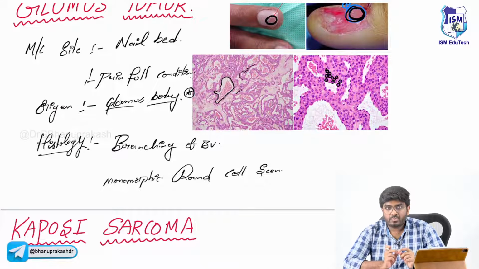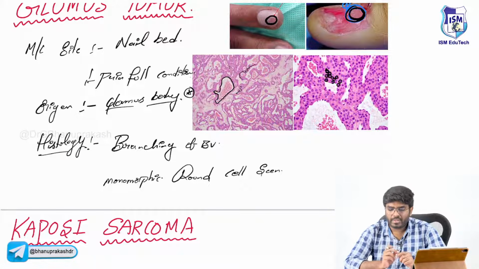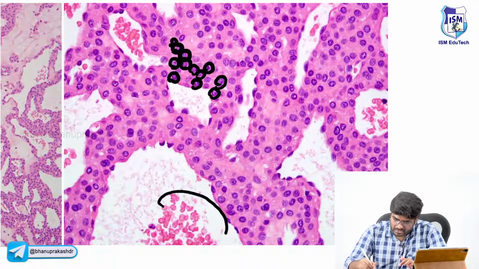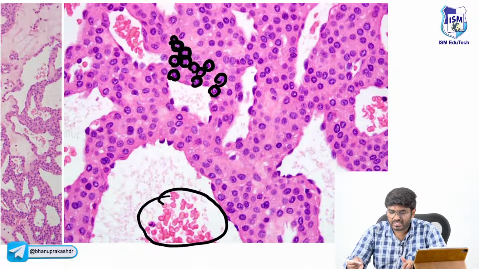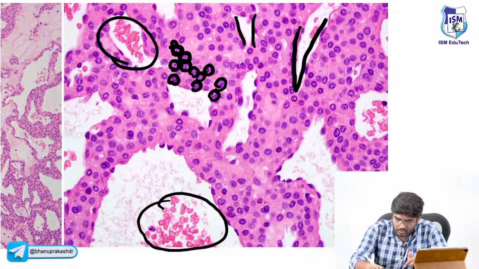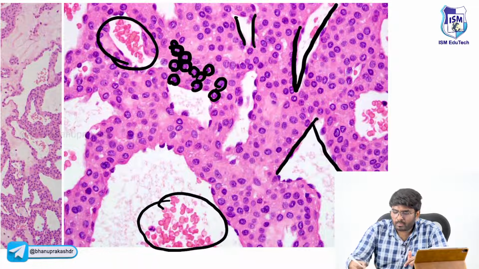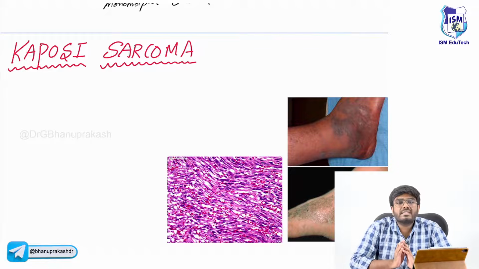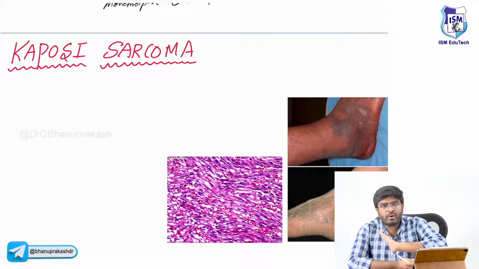Glomangioma, an image based question they will give you. They will show you the nail bed and a small tumor, and they will say it's a very painful tumor. What is this? Glomangioma. Image based question also. Now you know how to identify it. So these are the blood vessels. Here you can clearly see the RBCs, so definitely it is a blood vessel. In the septa, in this wall, you can very clearly see monomorphous cells.